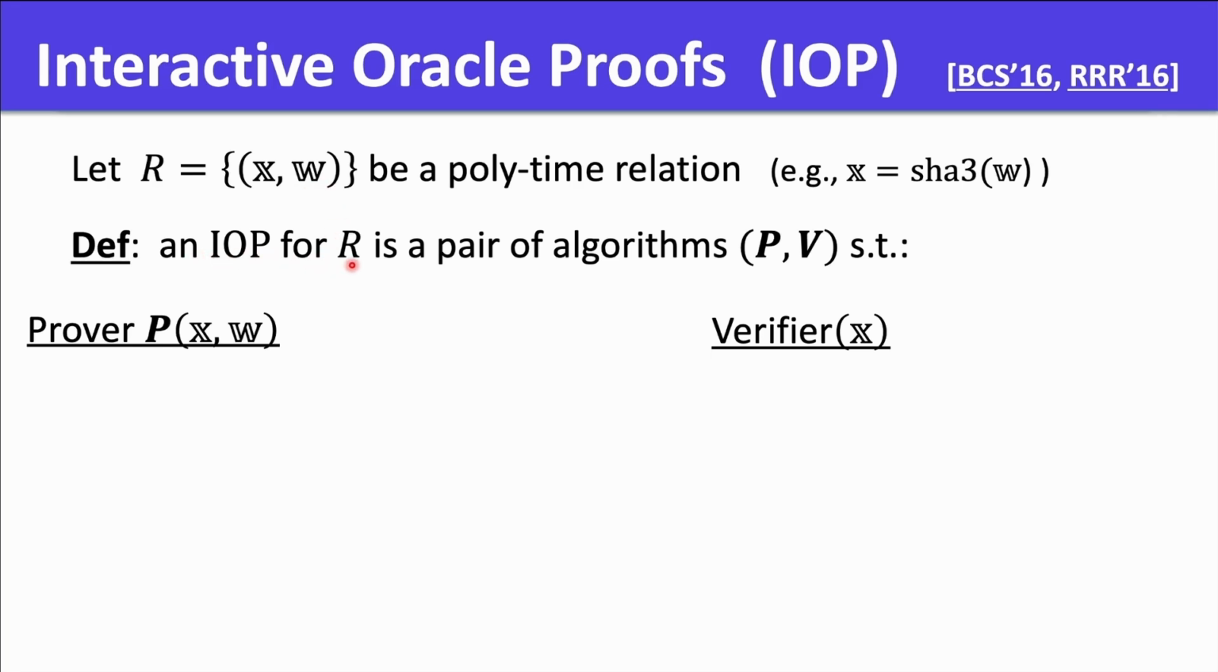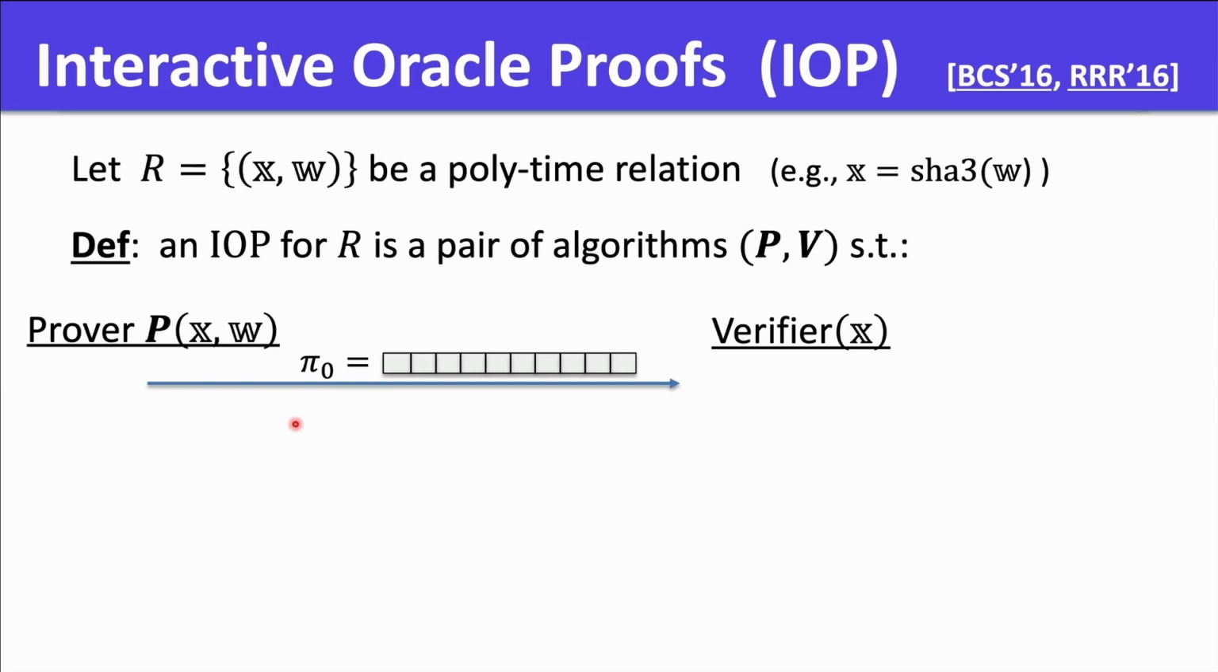So now an IOP for the relation R is basically a proof system for the relation R, but it's a very abstract proof system. So let's see what I mean by that. Basically, an IOP for the relation R is a pair of algorithms, a prover and a verifier. The prover takes both the instance and the witness as input. The verifier only has the instance X as input. And the prover is trying to convince the verifier that it knows a W such that X, W is in the relation. Now, the proof proceeds as follows.